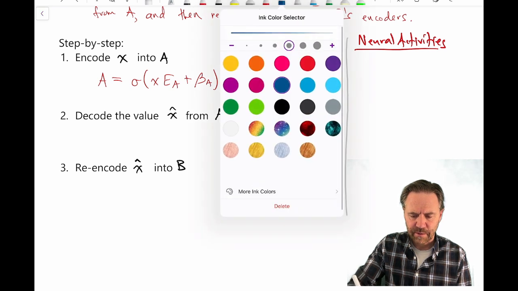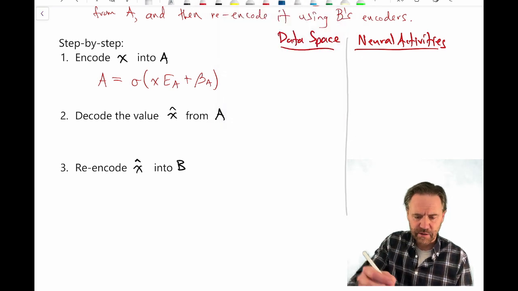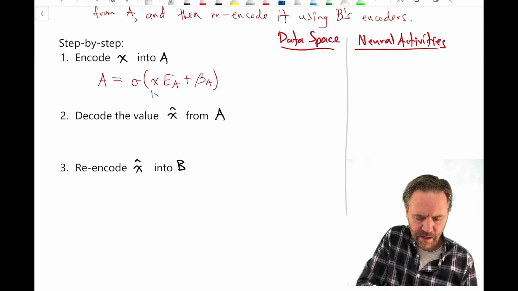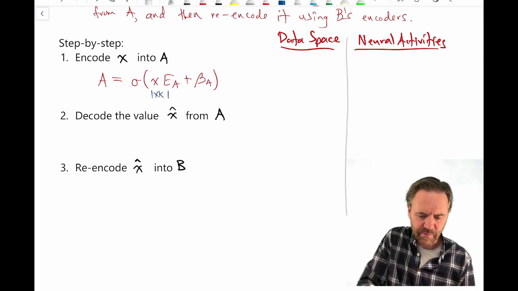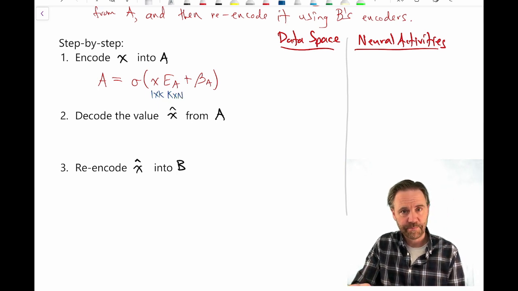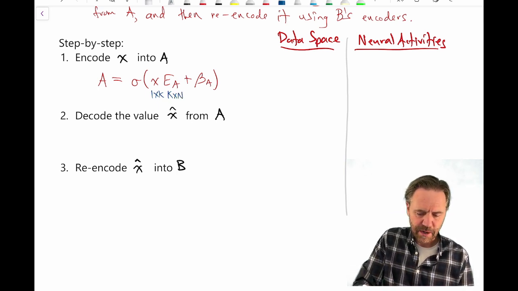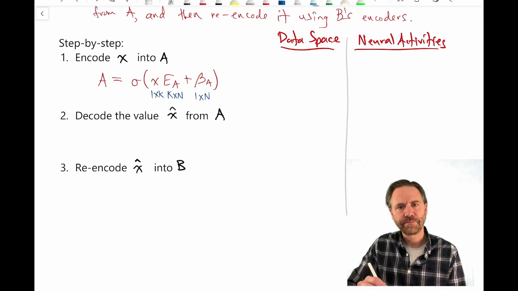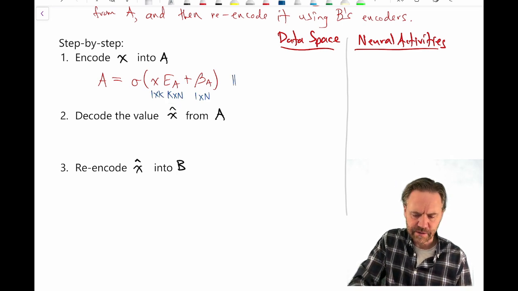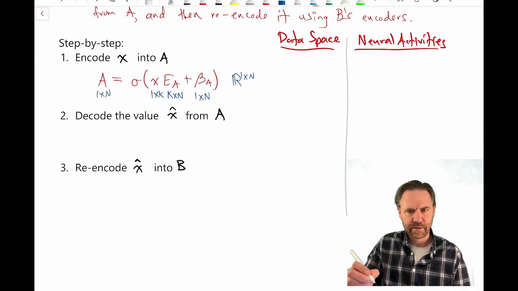help out with what's coming next, let's write down the dimensions of these things. So this X vector is a 1 by K input vector. So the encoders have to be K by N, because we have N neurons in the population A. And beta needs to be 1 by N, because it has to match the output of that operation there. Okay, so what we get out of this is a 1 by N vector. So A is a 1 by N vector, row vector.